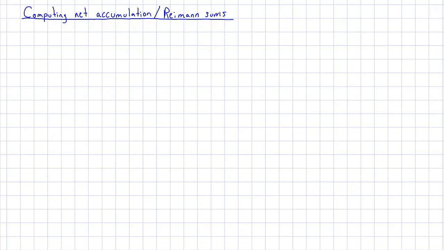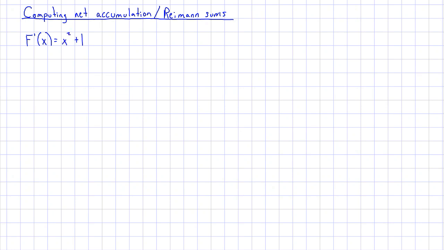Welcome. Here we're going to be looking at computing net accumulations or Riemann sums for a particular function. So let's go ahead and start with an example. I have capital F prime of x equals x squared plus 1.